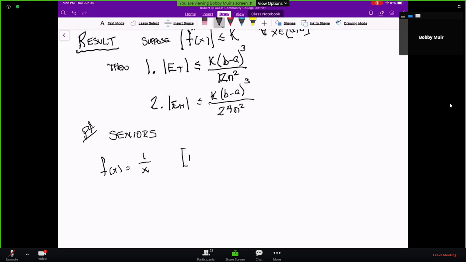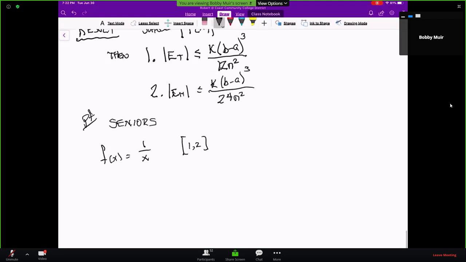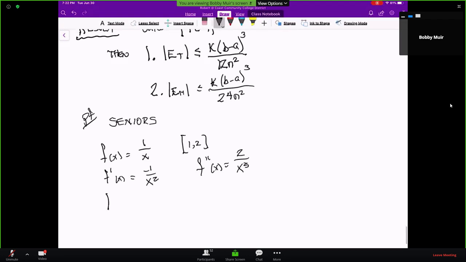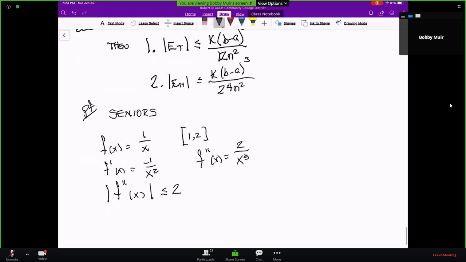And it's on the interval 1 to 2. Okay. So f prime of x is -1/x² and f double prime of x is 2/x³. Okay. Now, figuring out how to bound functions is where you really earn your money. Okay. This one is going to be real easy. The biggest that this could possibly be is 2, right?